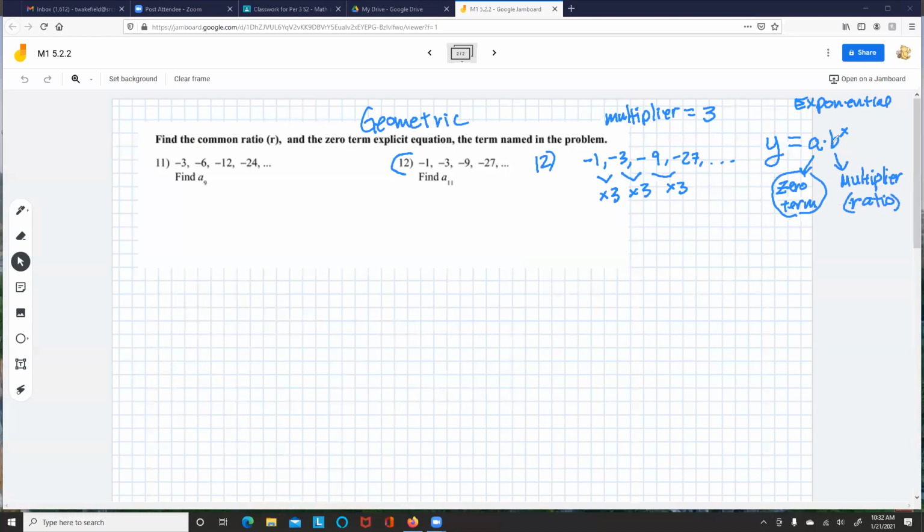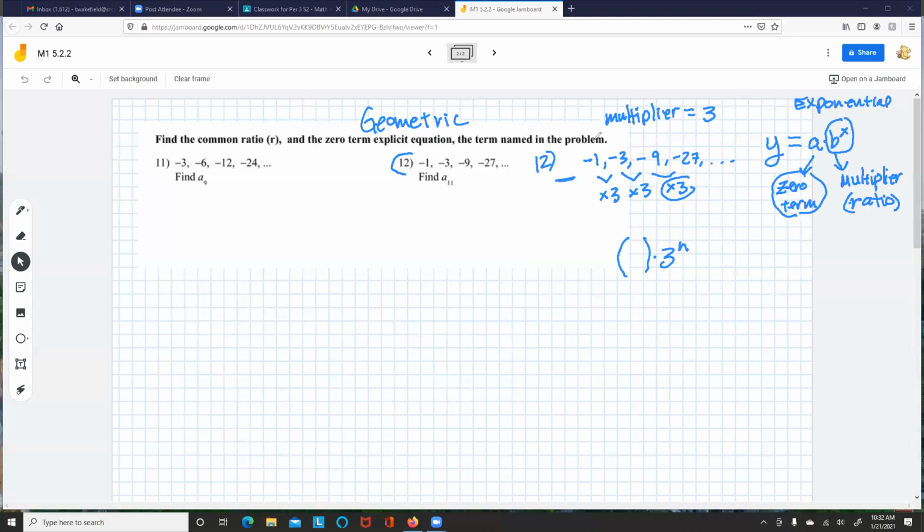Okay, we know the ratio, right? What is the ratio? What is the multiplier? It's 3, right? So it's going to be 3 to the n power. I'm going to change that x to n. 3 to the n power. Now we just have to multiply by the zero term. So we have to find the zero term.